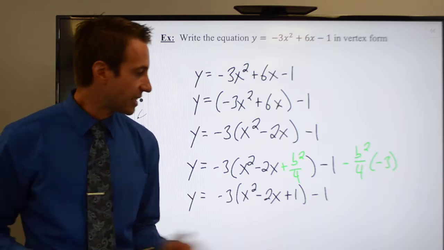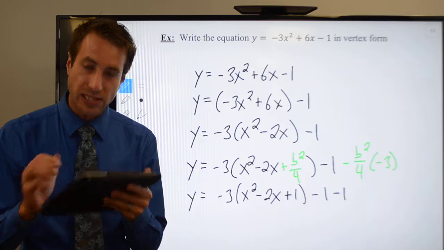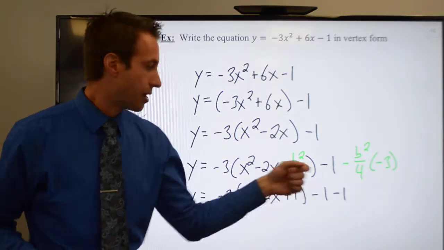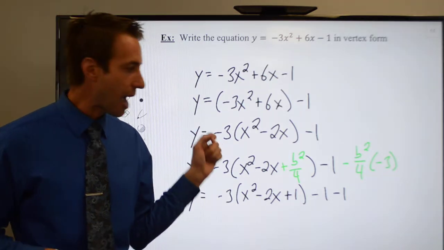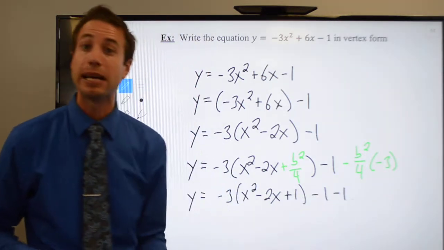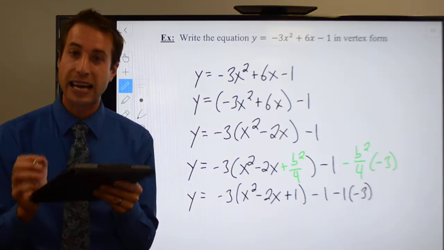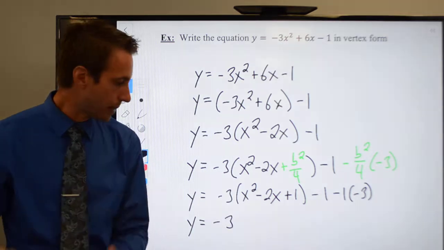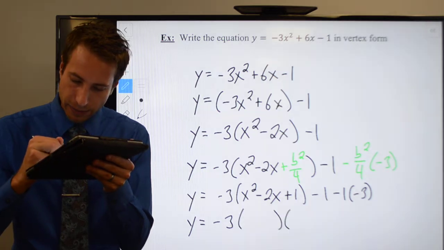Negative 1. Since I added 1 inside, I'll subtract 1 on the outside, but this negative 1 is missing the minus 3 that I had pulled out in this step. So I've got to put that minus 3 back, multiplied by a negative 3. Y equals negative 3. This is now a perfect square trinomial, so go ahead and factor it.